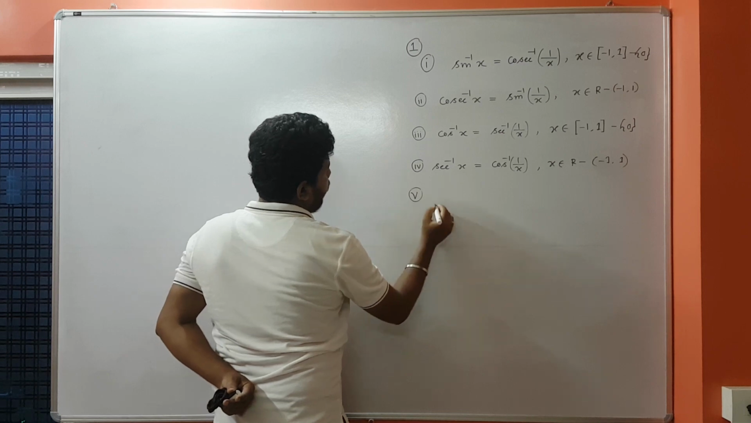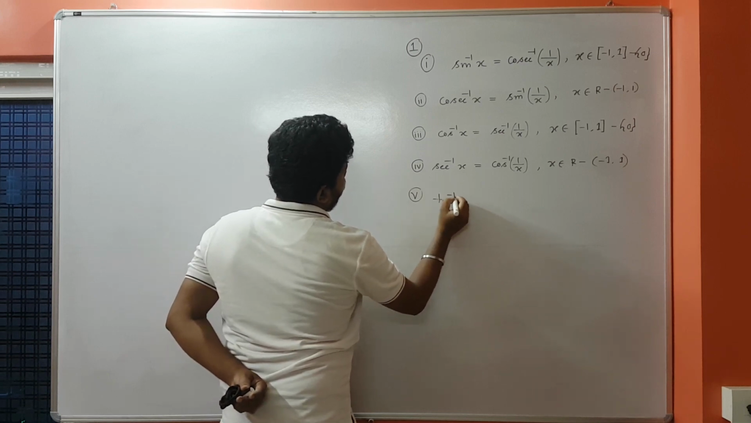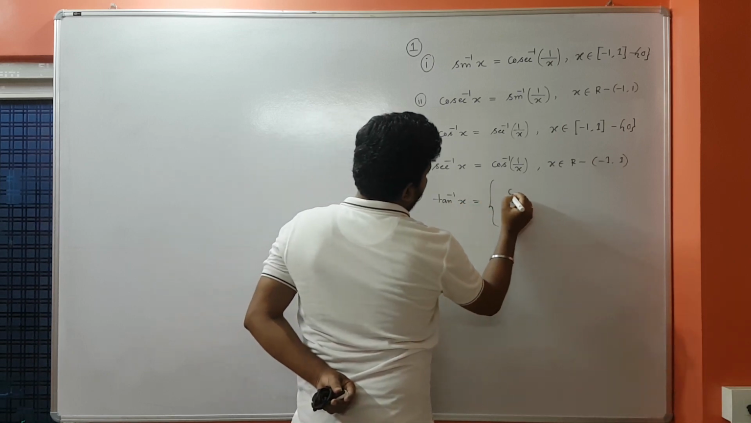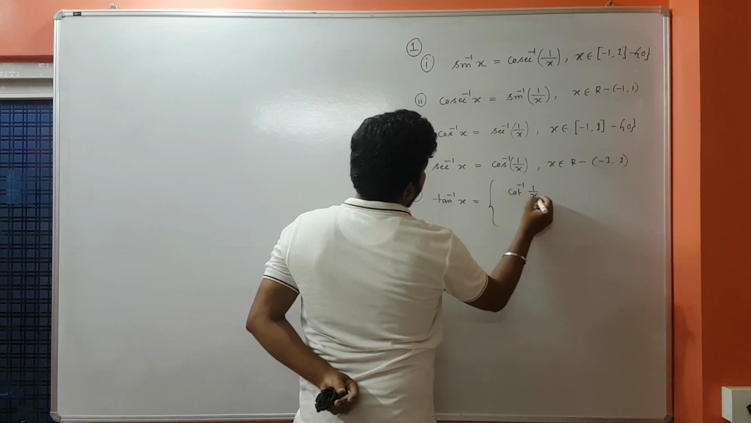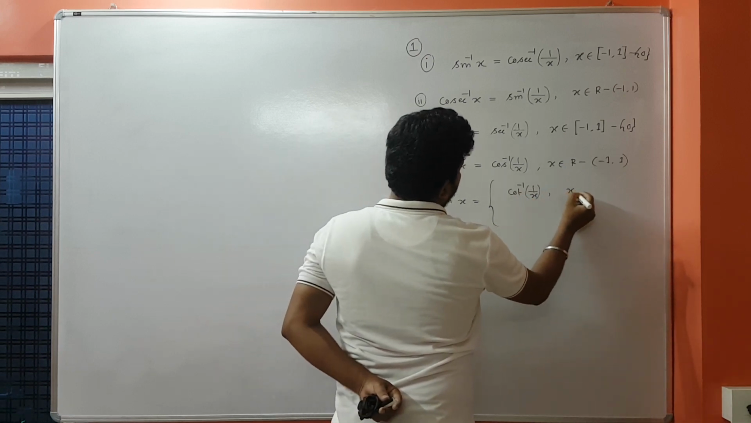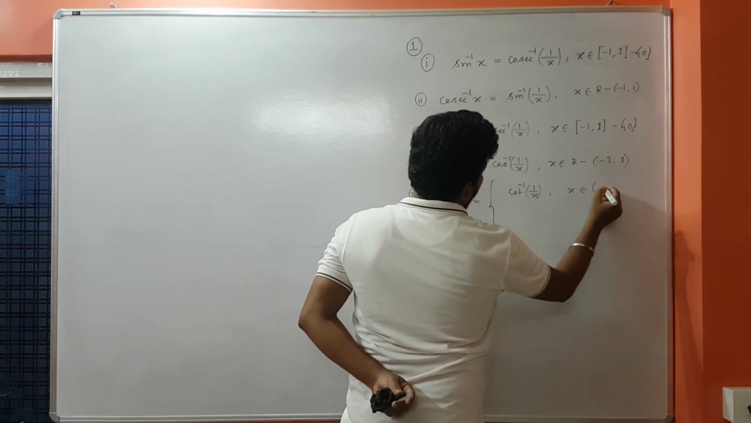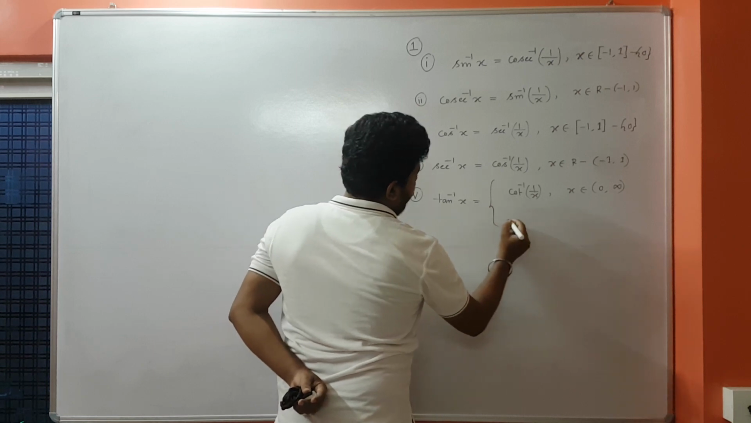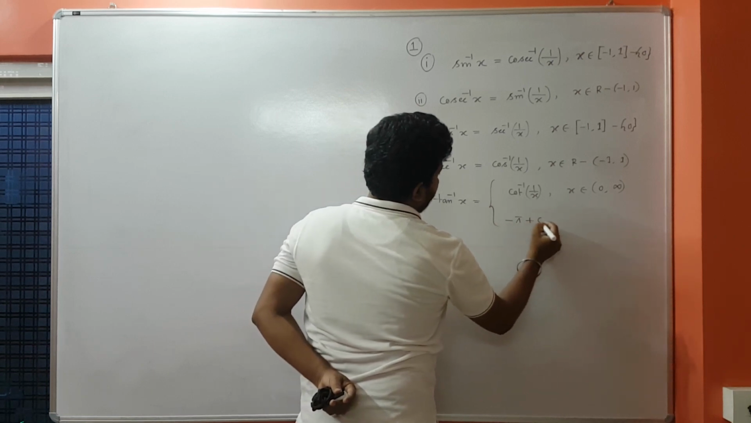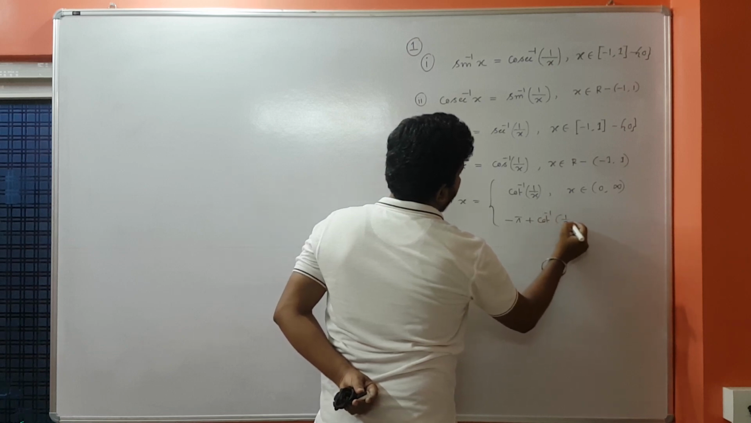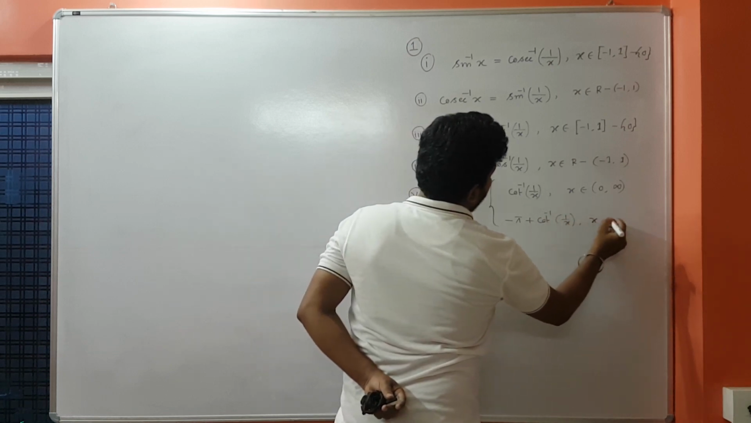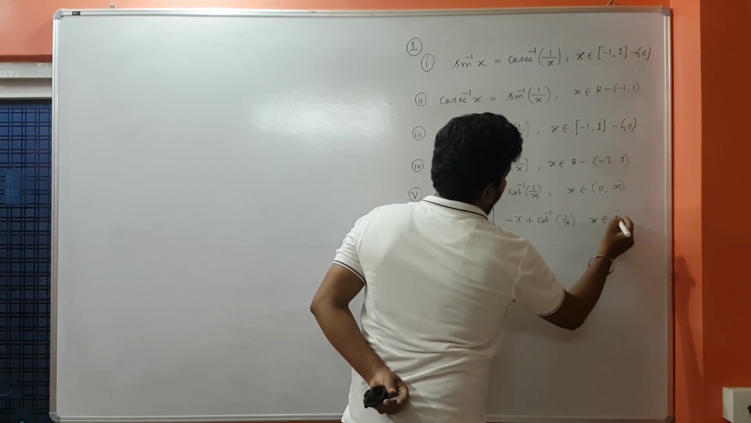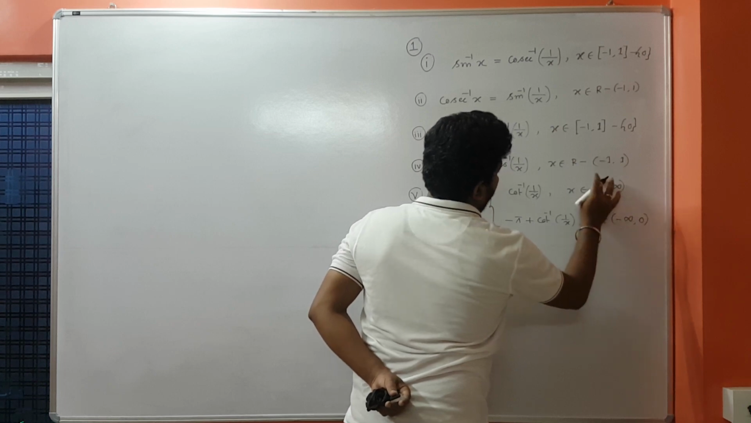Number 5, tan inverse of x is equal to cot inverse of 1 by x when x belongs to 0 to infinity, and this is minus pi plus cot inverse of 1 by x when x belongs to minus infinity to 0. It will be an open interval.